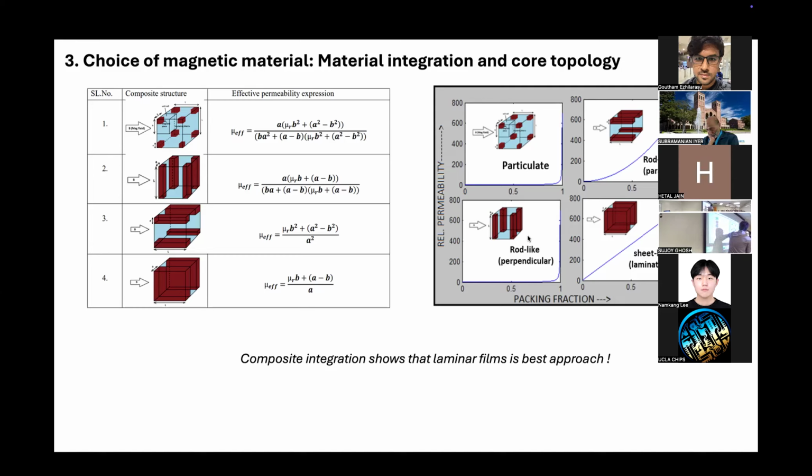And so if you look at this, the best approach would be just to use sheets separated by an insulator, just traditional lamination, because when you do that, depending on fill fraction, there's just a linear increase in the permeability.